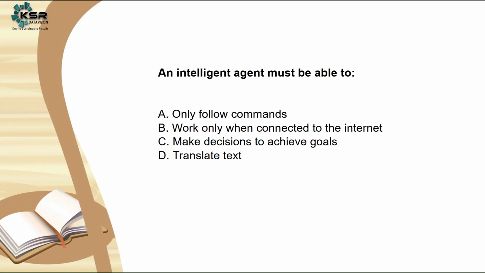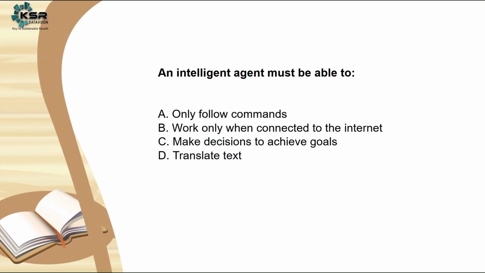Option B, work only when connected to the internet. In the example which I have used, Llama, which is running in my local system, doesn't need the internet. I have not configured any APIs to contact, right? So option B is also not the right answer. Option D, translate text. Even in my use case, I haven't translated any text. It is just questions and answers, where the AI agent is helping to achieve that.